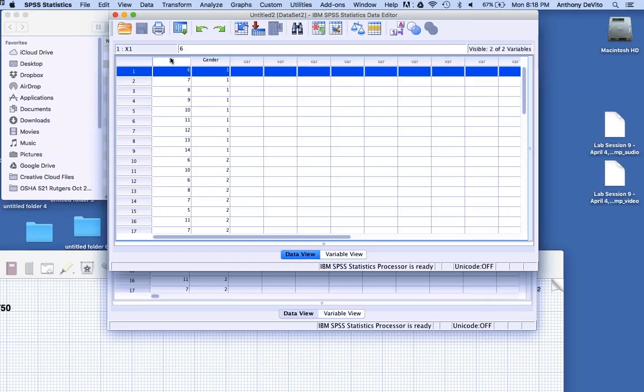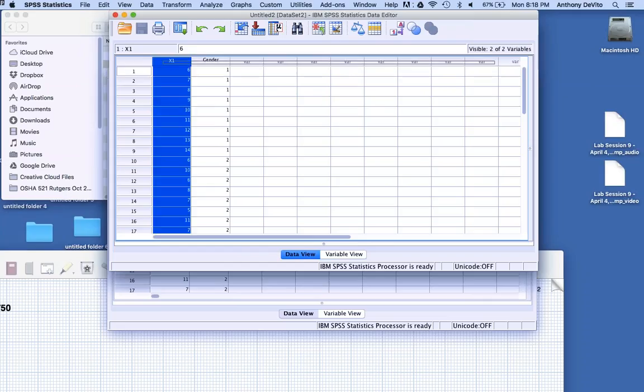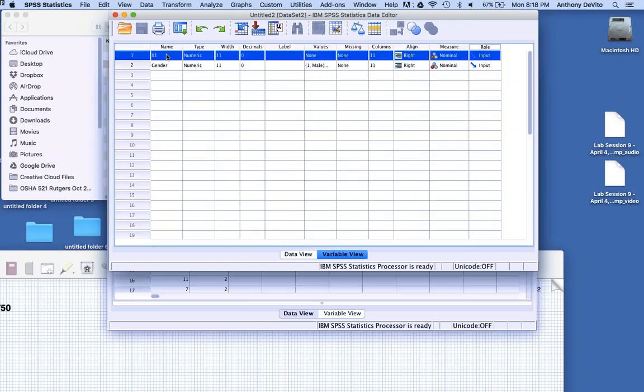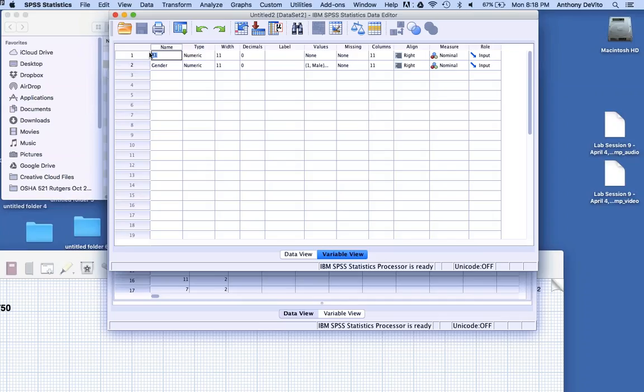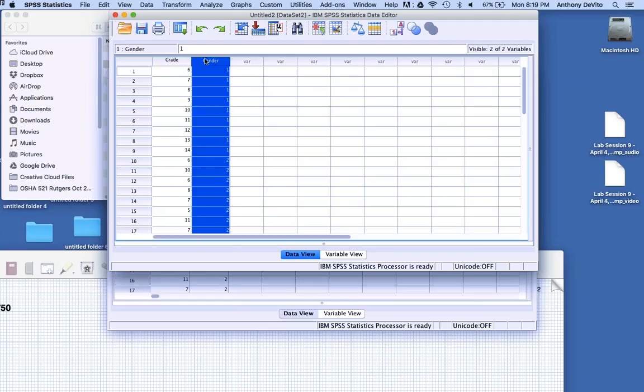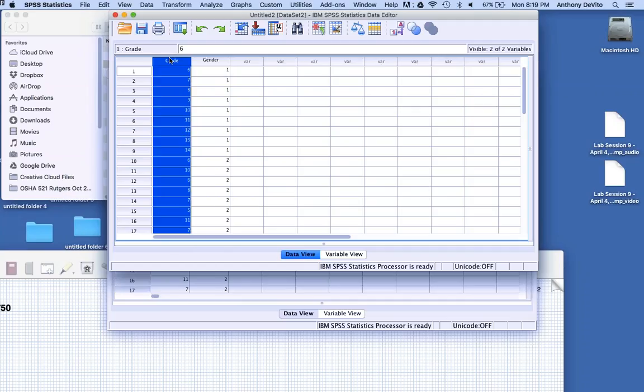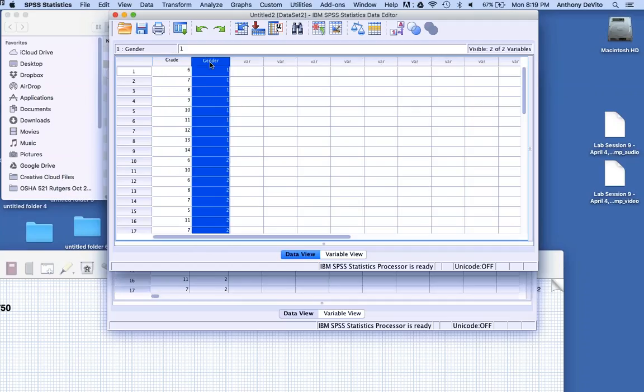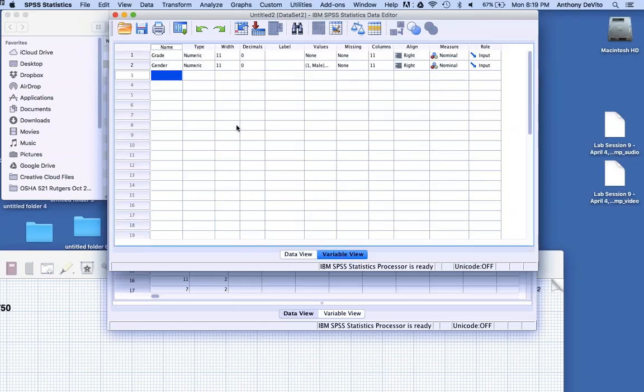So instead, I lay out the 2 variables. The first variable, and I'm actually going to go to the variable view and put that in. I'm going to call that grade, whatever that happens to be. So the first column is the grade. The second column is the gender. I'm sorry, did I lose you there? The first column is the grade. The second column is the gender. I can go to variable view and I can change the names and so on and so forth.